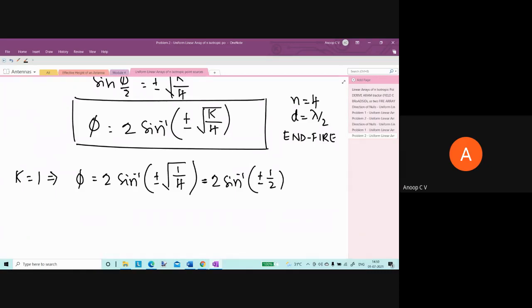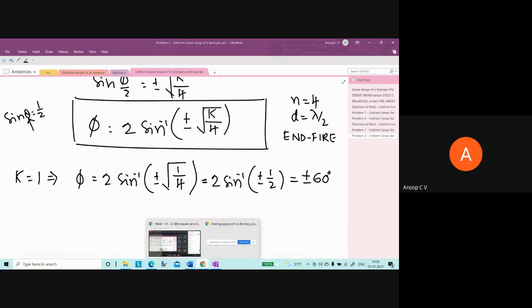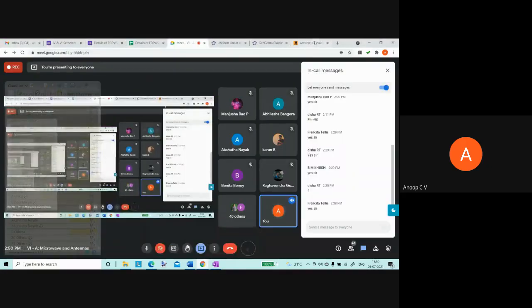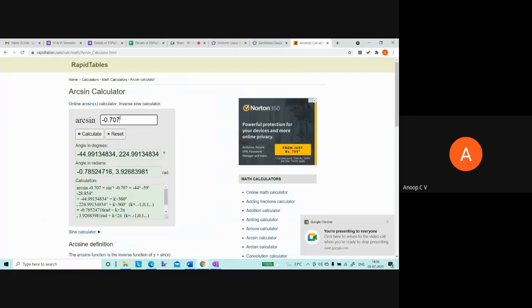For k equal to 1, this should be equal to, plus or minus 60 degrees. Sine theta is equal to 1 by 2. What is theta? What is sine inverse of half? If you have any doubt, what is sine inverse of half? Maybe use an arc sine calculator. Sine inverse of 0.5.